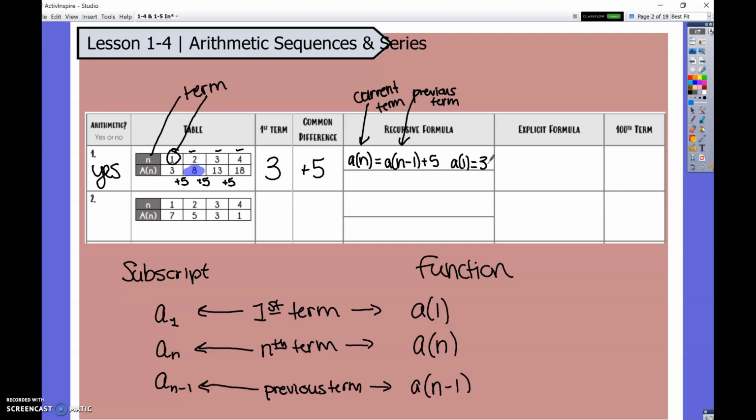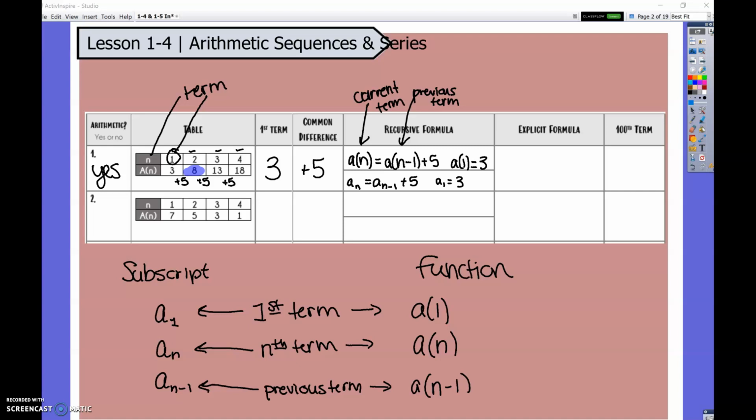Let's try subscript form. Not much is going to change. I like to think of it as the n shrinks. We'd say a sub n equals a sub n minus 1 plus 5, and we'd also let them know that a sub 1 equals 3. They say the exact same thing, but we need you to be aware of how that notation changes.